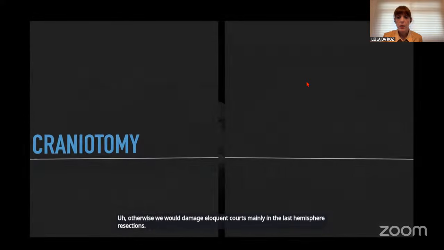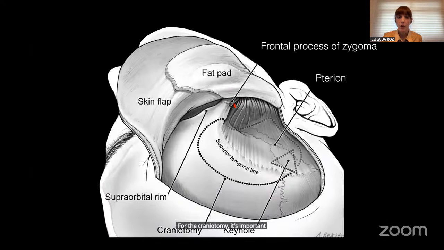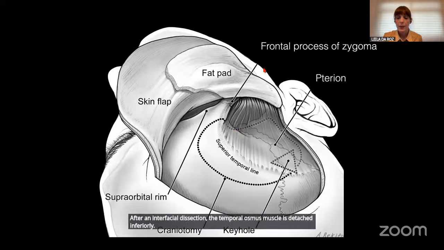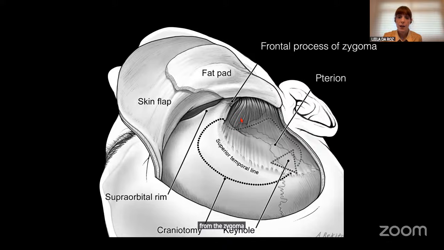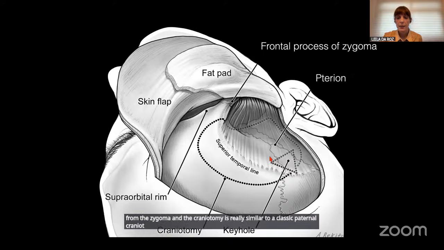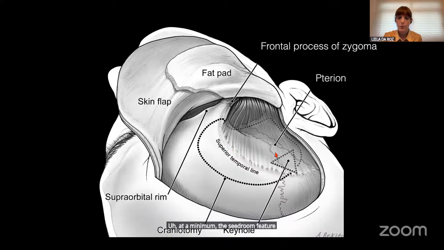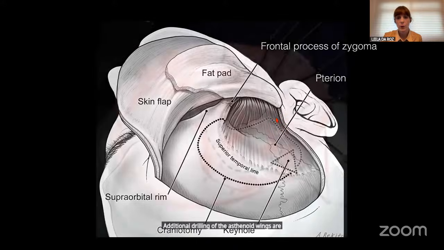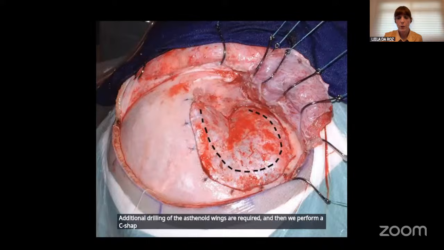For the craniotomy, it's important to expose the angle of the zygomatic arch. After an interfascial dissection, the temporalis muscle is detached inferiorly from the zygoma. And the craniotomy is really similar to a classic pterional craniotomy, but extensive exposure of the frontal lobe is not necessary. At a minimum, the Sylvian fissure should be exposed. Additional drilling of the sphenoid wing is not required, and then we perform a C-shaped opening of the dura mater.